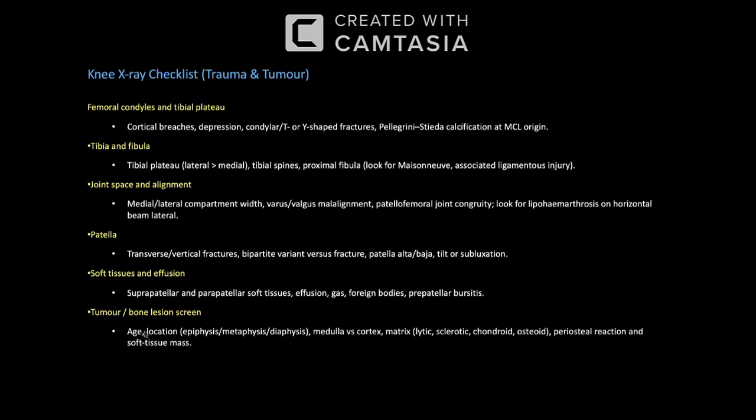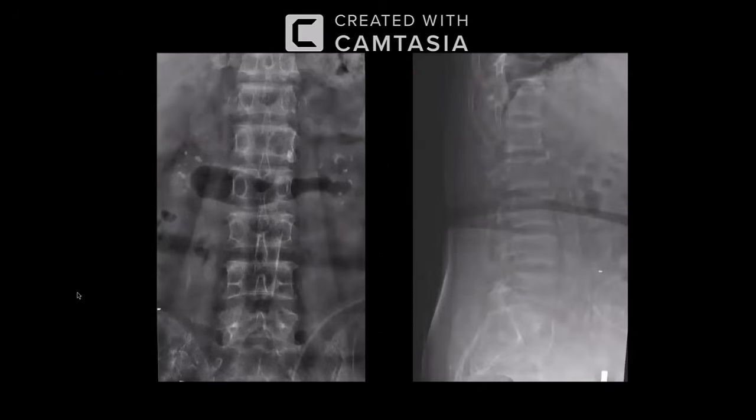Soft tissue and effusions. If it is a tumor or a bone lesion, screen for age, the location, epiphysis, metaphysis, where is the origin? Is it in the medulla or in the cortex? Look at the matrix. Is it lytic, sclerotic, chondroid, osteoid? All this has to be mentioned if you're dealing with a tumor in any joints.